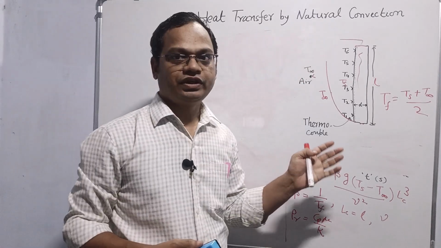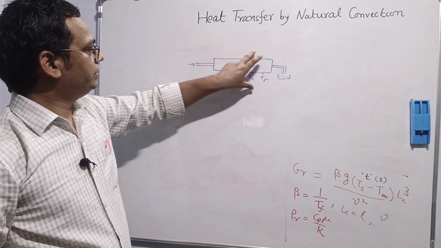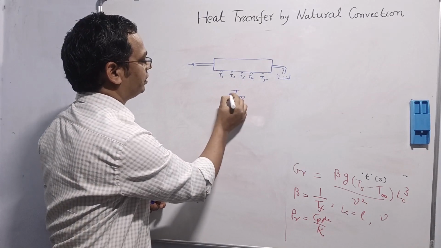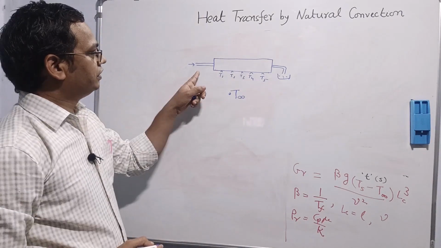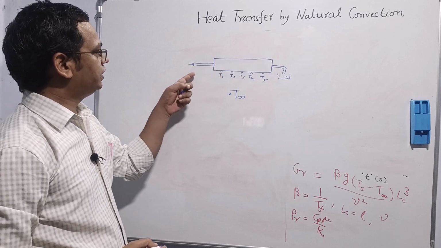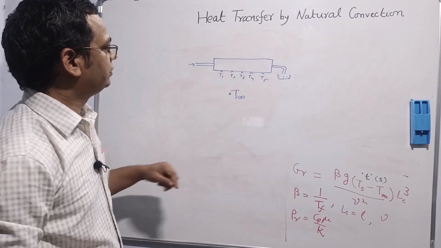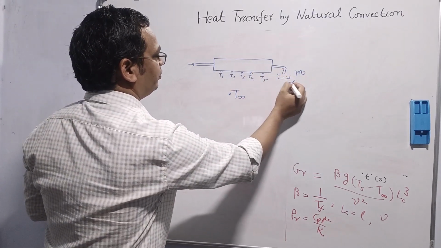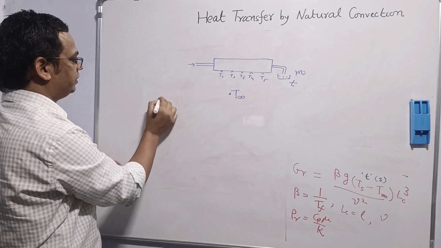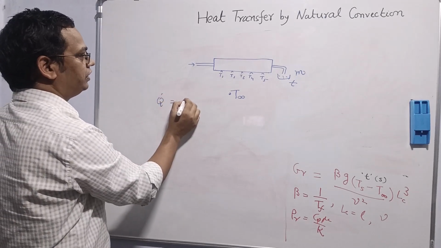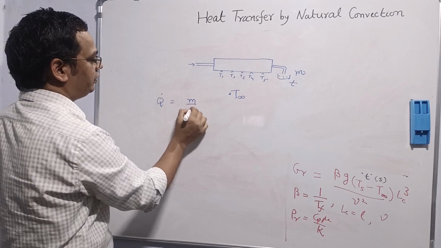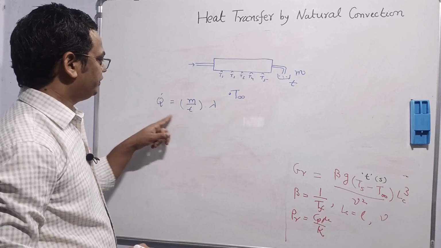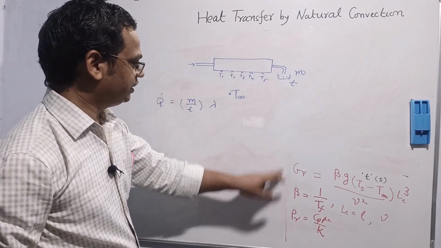Now we'll do the calculation for the horizontal tube. Tube is horizontal. Thermocouples are there. Surrounding temperature T infinity. This is the setup where steam is passed rather than heating coil. So same, we know the mass, time, rate of heat transfer, Q dot. That will be m by t, rate of mass transfer into lambda. Experimental approach will remain same. Only theoretical part will be slightly different.